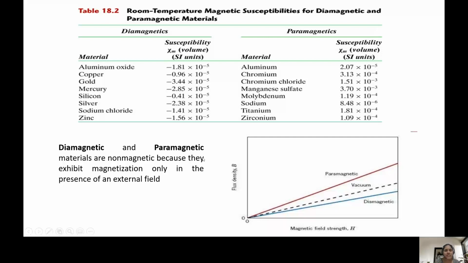Only for these materials, the magnetization is observed in the presence of the external field. So these are considered as the non-magnets. If you observe the graph between the flux density, that is induction B, and the magnetic field strength H, we can observe that if the magnetic field strength is increasing slowly, then the flux density also increases. This flux density is a lower value than vacuum for the diamagnetic, and it is slightly higher value for the paramagnetic. So if you increase the H value slowly, the flux density also increases for paramagnetic, and it is slightly lower than the vacuum only for the diamagnetic.